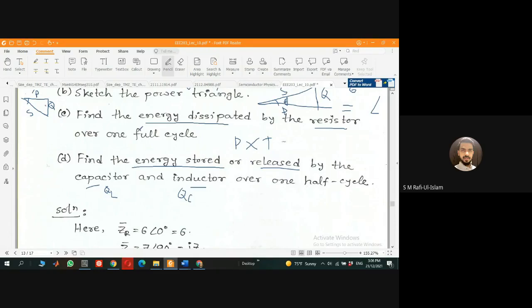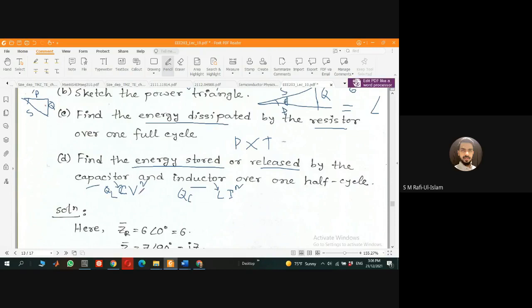So what is the energy formula? One formula is CV square and another formula is LI square, right? This is LI square. This is one formula. This is CV square. This is the formula for energy.